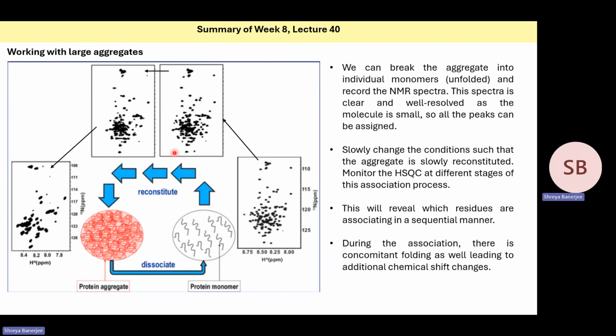So why you are doing this is that as the protein is getting reconstituted, that is, from monomer the aggregate is forming again, if you monitor the HSQC at different stages of this association process, it will give you an idea as to which residues are associating in what order. So the sequential order of the association can be derived. And during this association, there is obviously folding, formation of secondary structures. That also can be studied by HSQC if you take the HSQC at different stages of the reconstitution process.